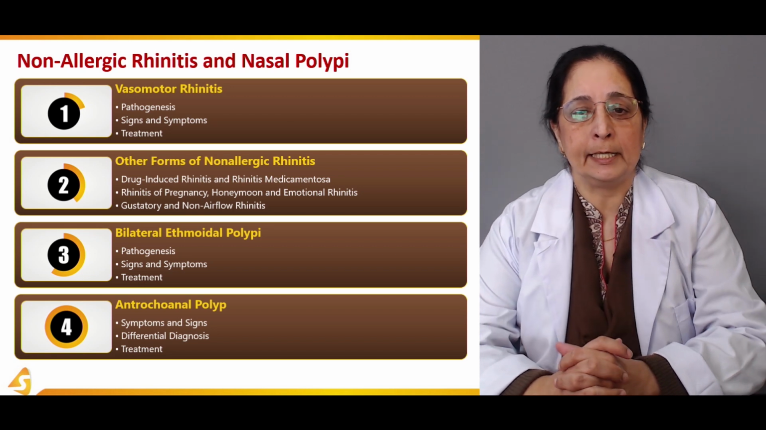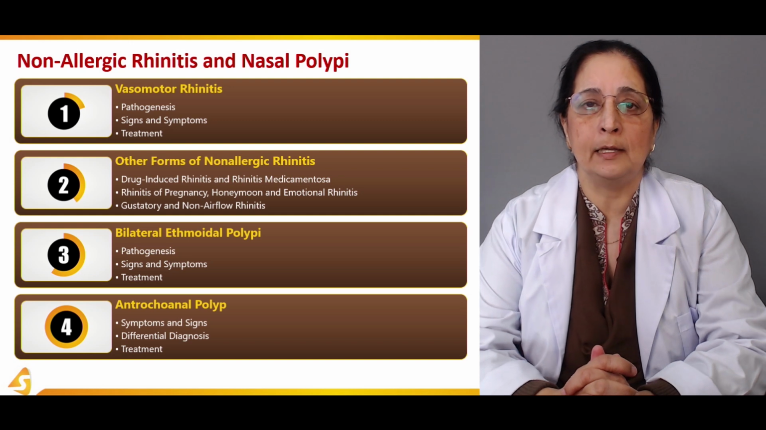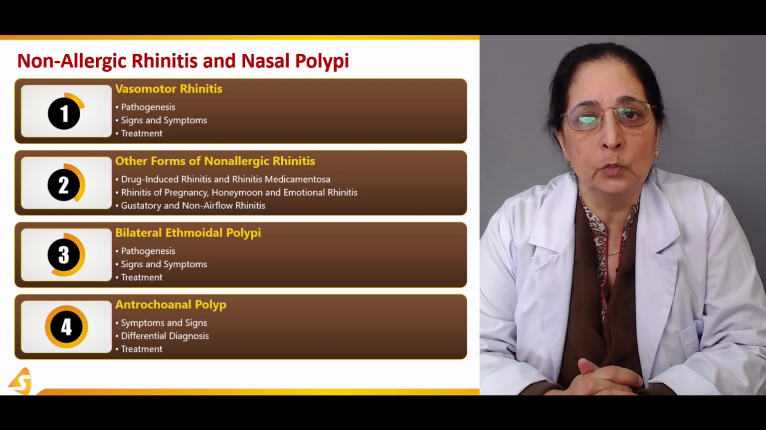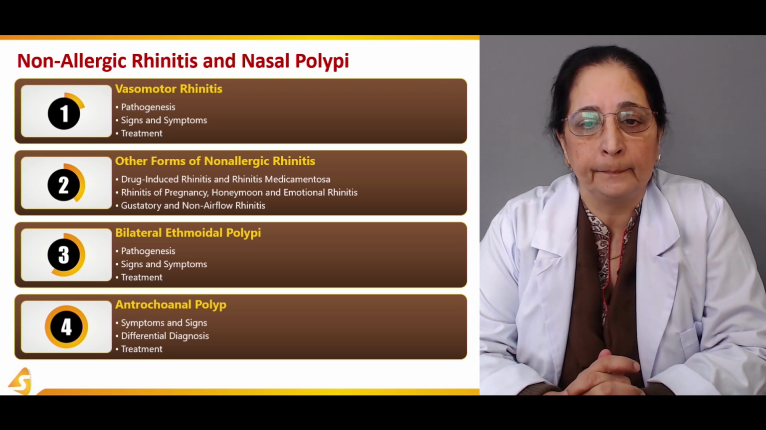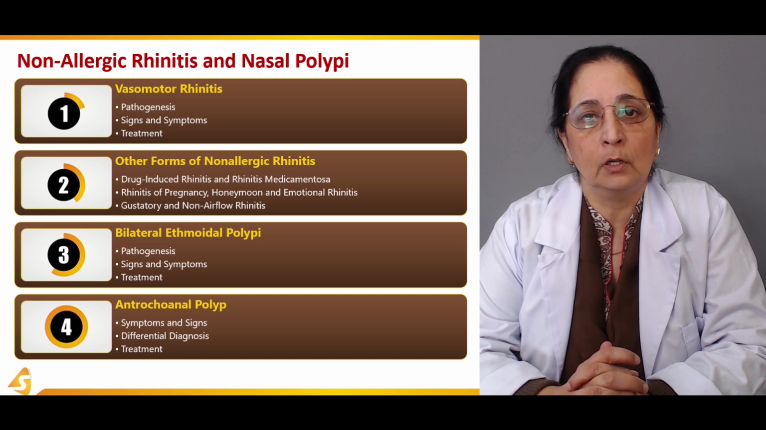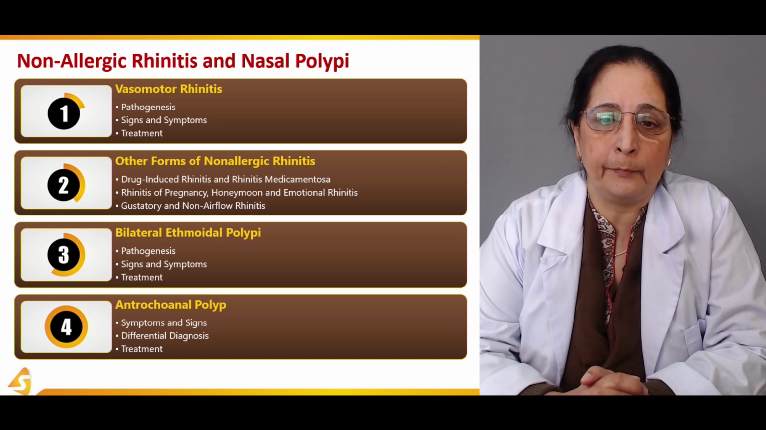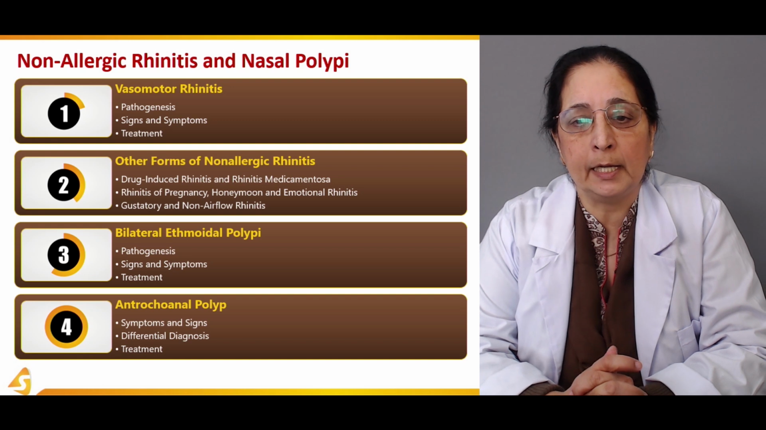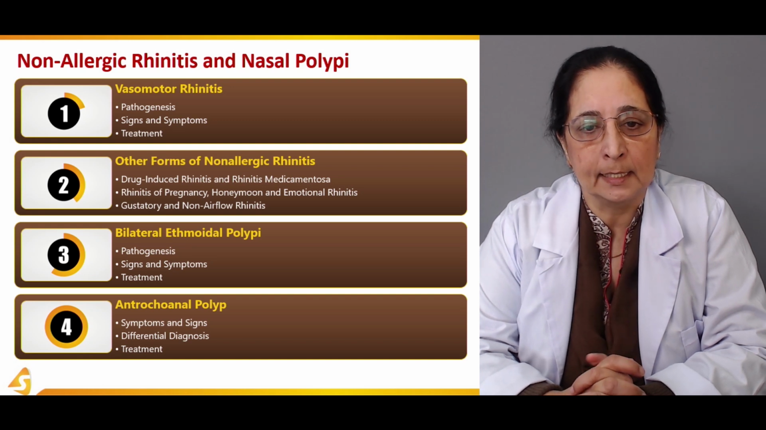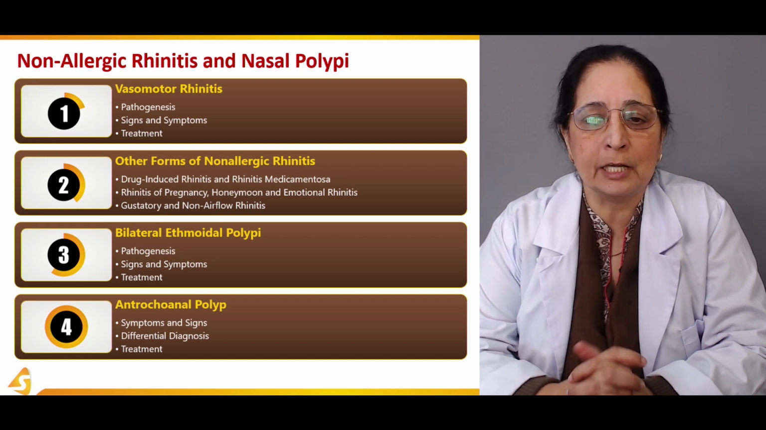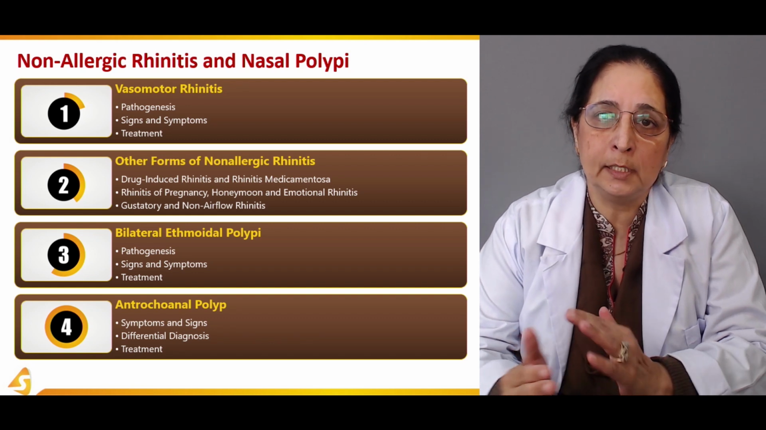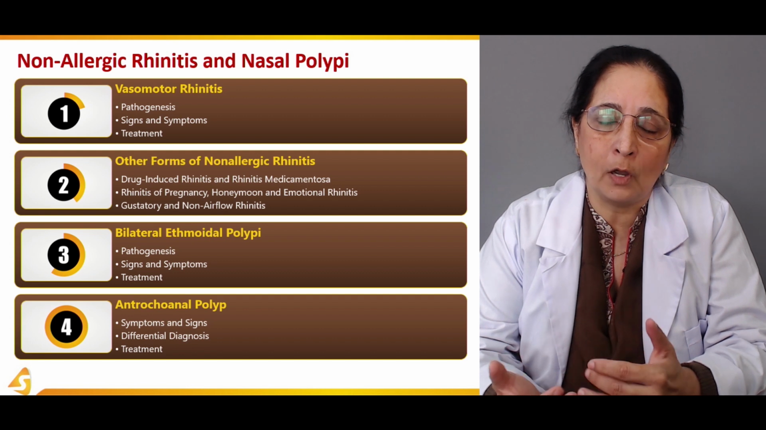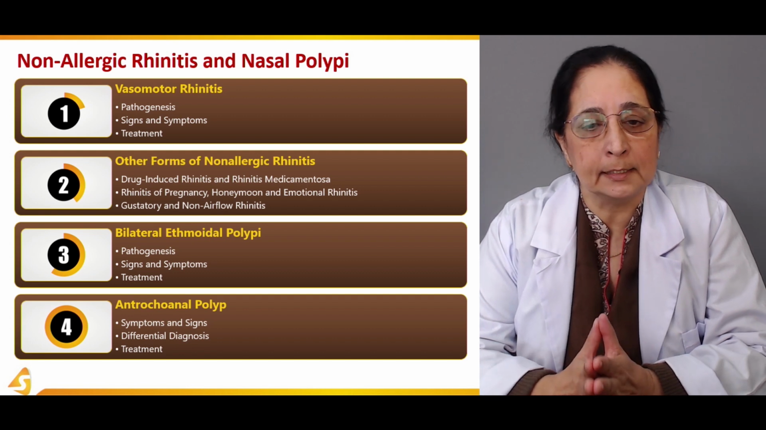And in the second section, we will talk about the rhinitis which is induced by some drugs, and then what is rhinitis medicamentosa. And then we will also talk about the rhinitis of pregnancy, honeymoon, and emotional rhinitis. And then what is gustatory rhinitis and non-airflow rhinitis. So all these are different types of non-allergic rhinitis.